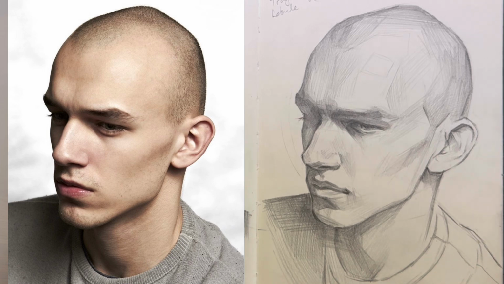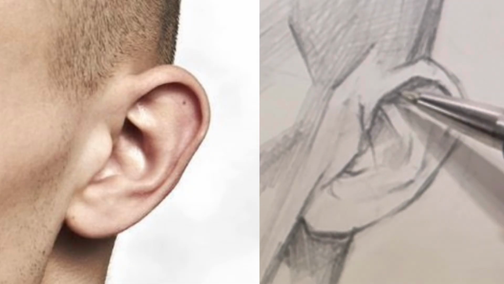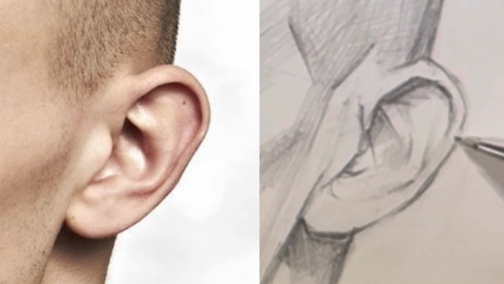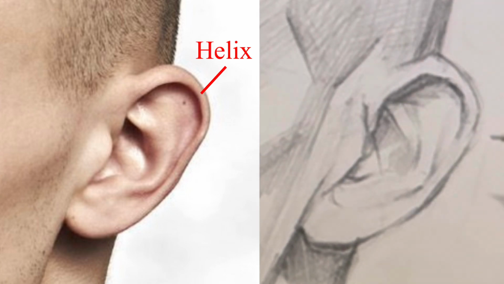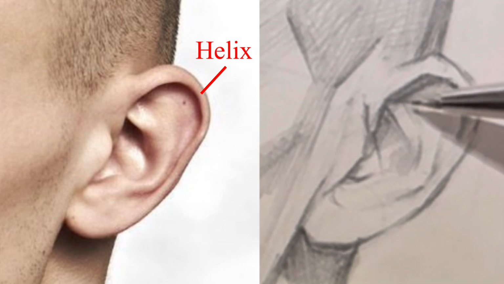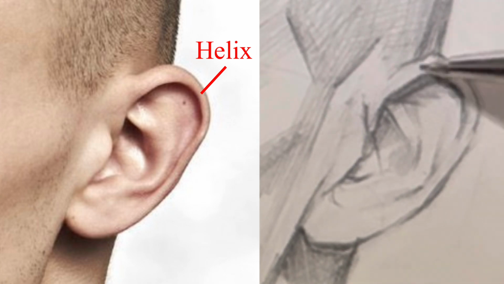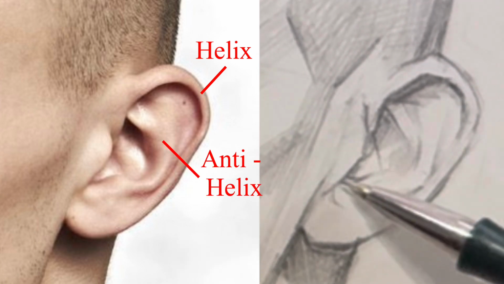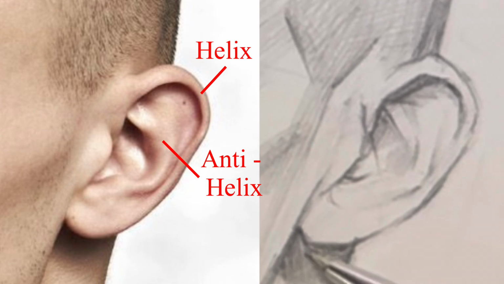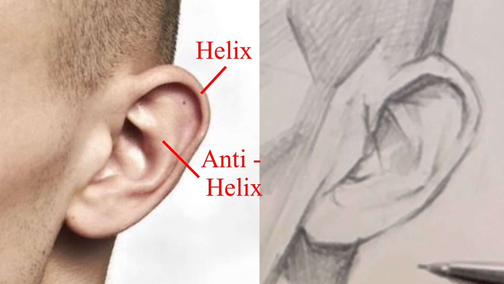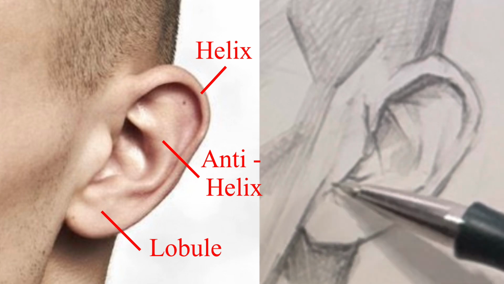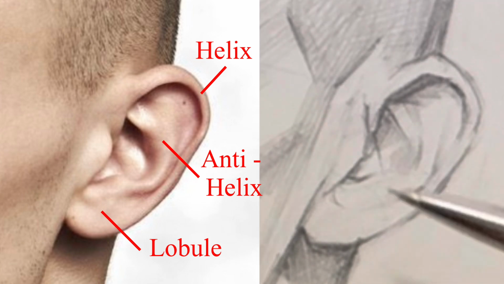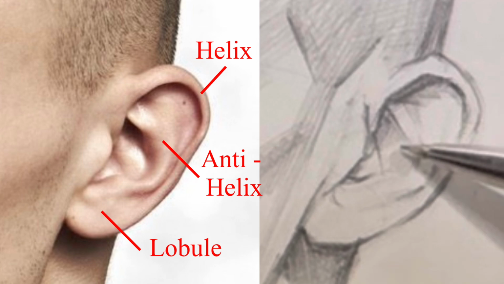I mean the external anatomy, because we don't have to know about the inner part. So the name of this outer ear is helix, and the inner part, which comes out from the inner part of the helix, is the antihelix. This bigger, lower part of the ear is called the lobule.